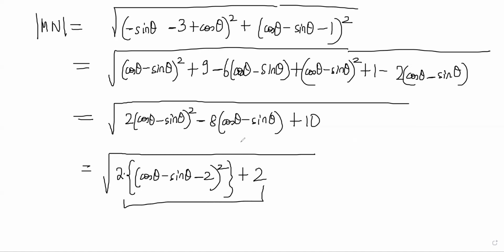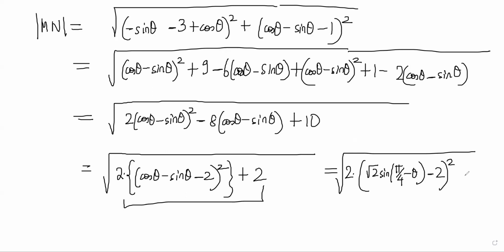If you expand this, you will get the same thing. You can check that yourself. So what we do here is we rewrite this as root 2 sin(pi by 4 minus theta) minus 2, whole square, plus 2, right? So MN distance is coming out to be this. So the maximum value will happen when this thing can become as large as possible. So one way to do that would be to make this minus 1, right?